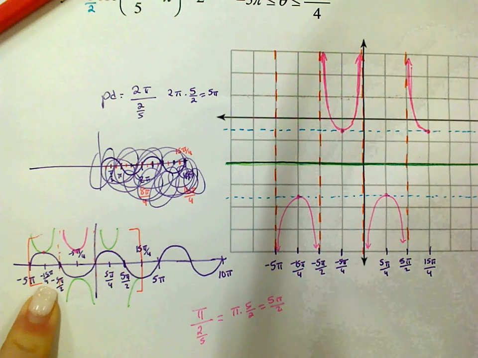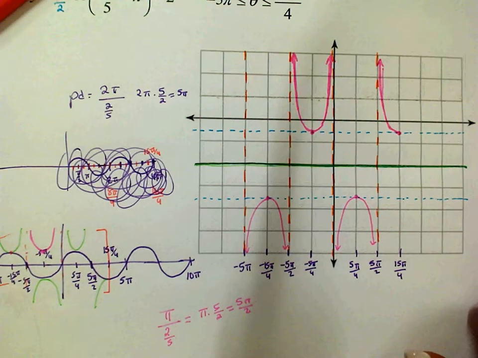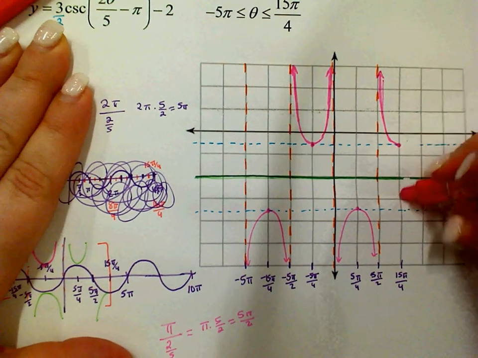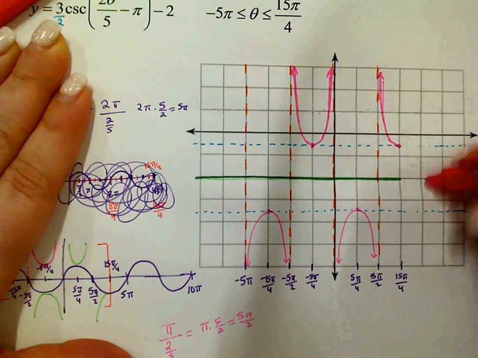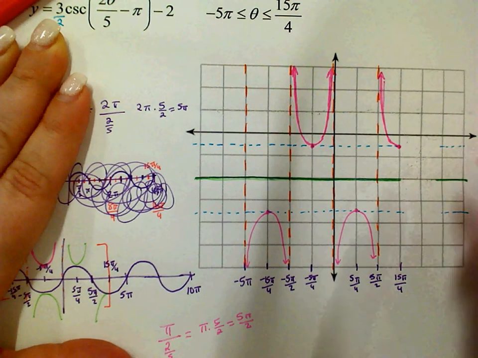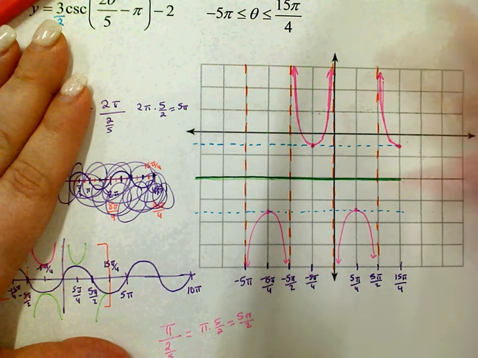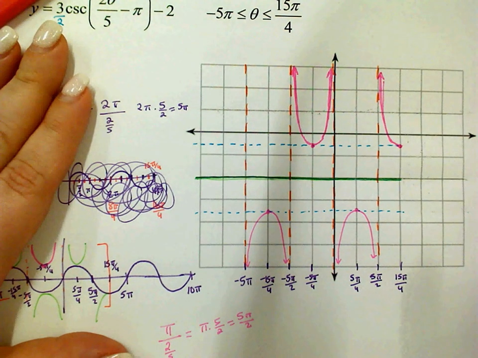Okay, sorry for the confusion on the period. I don't know why I did it that way. But anyway, so you got those 3 problems for homework, and we'll probably practice a little bit more of cosecant and secant together next week when we come back. Okay.